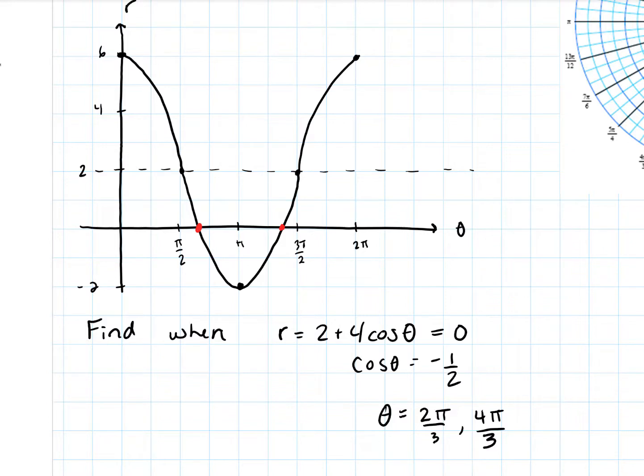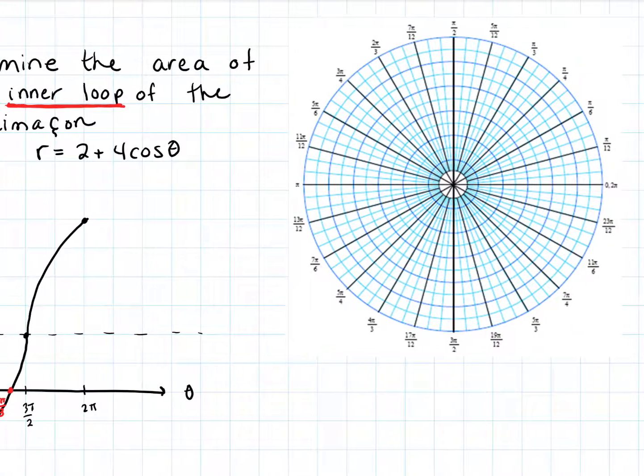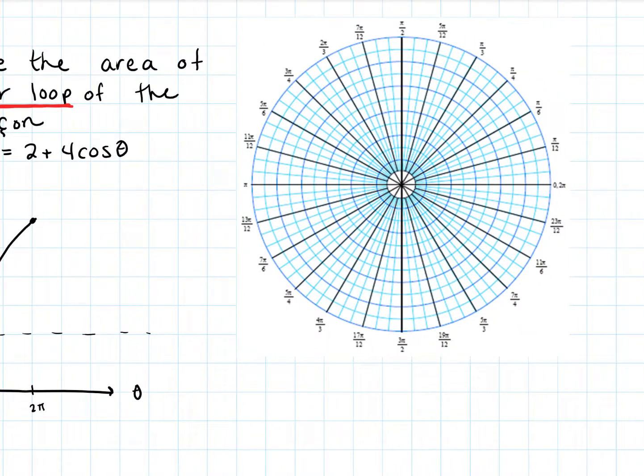Okay, so that does help to have those 2 points there. So let's put those in red here: 2 pi over 3 and 4 pi over 3. Okay, knowing those 2 points right there is going to be useful. So let's come over here and let's even identify them.